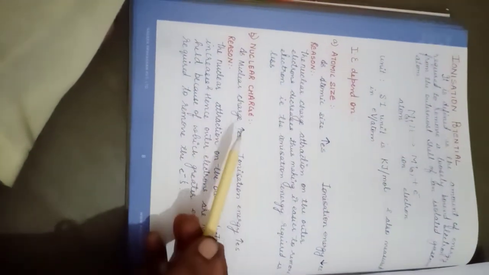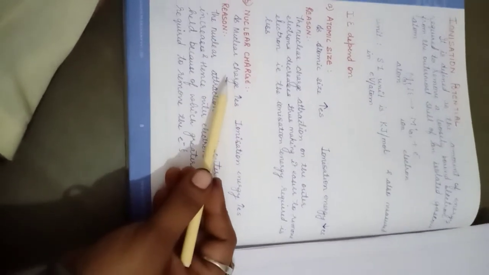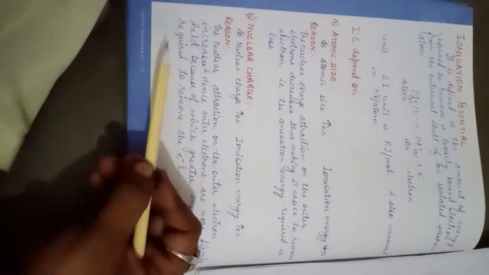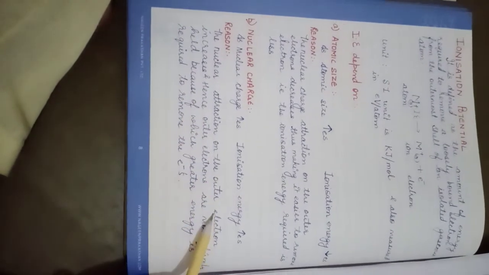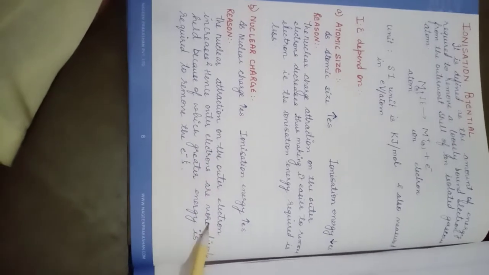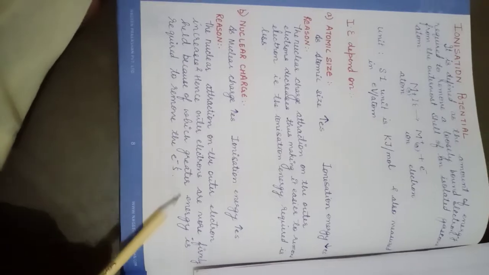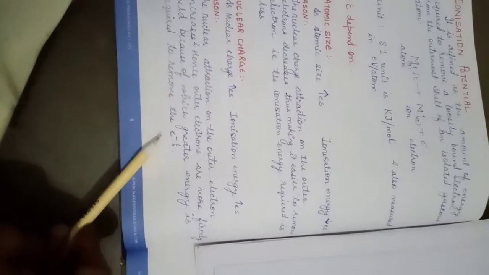Let us go to the next topic, that is your nuclear charge. Now, as the nuclear charge increases, ionization energy will also increase. Now, what is the reason here? The nuclear attraction on the outer electron increases. Hence, the outer electrons are more firmly held, because of which greater energy is required to remove the electron. Let us see some example.